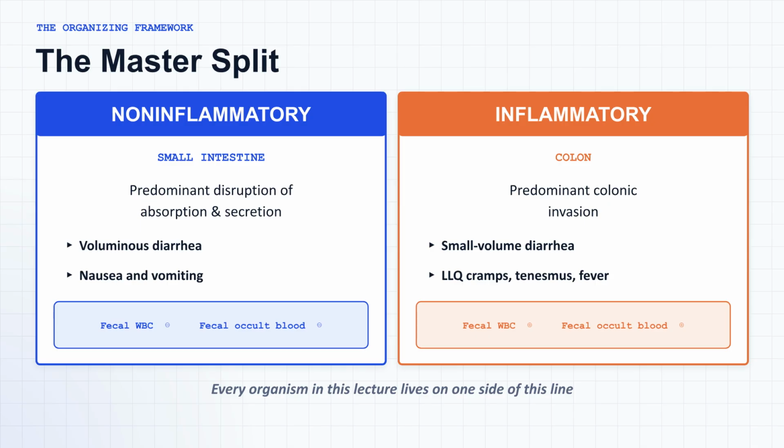On the right, inflammatory diarrhea. The problem is predominantly colonic invasion. Stool volume is small. The patient has left lower quadrant cramps, tenesmus, and fever. And fecal white cells or fecal occult blood are typically positive. Every organism we discuss lives on one side of this line.